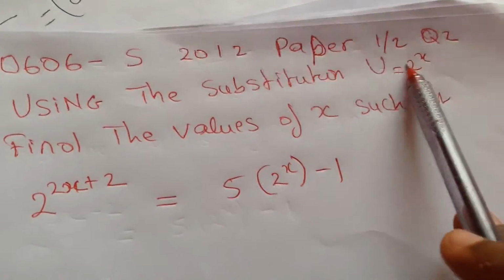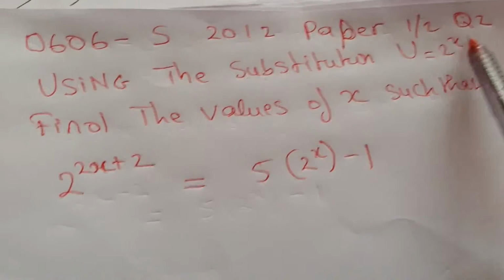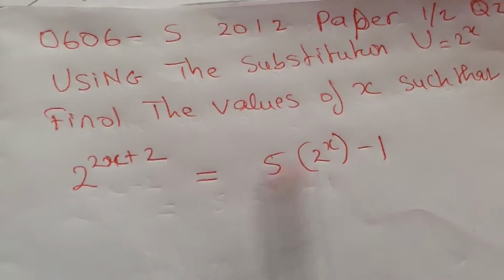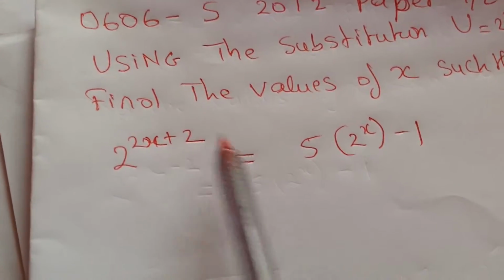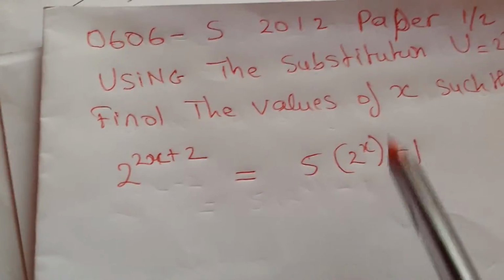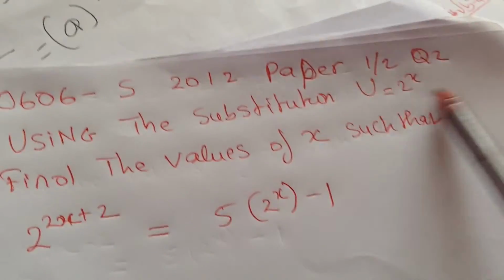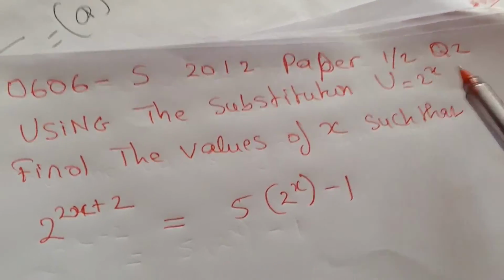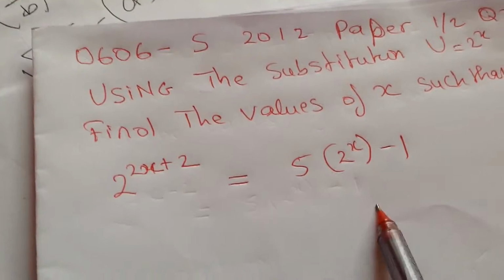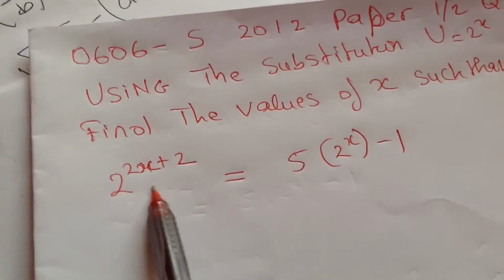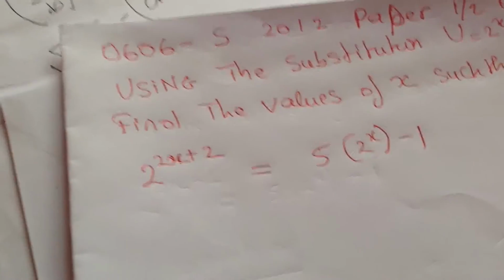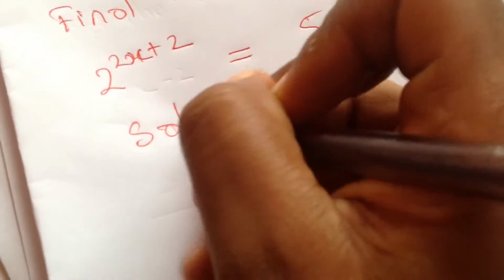Using the substitution u is equal to 2 raised to the power of x, find the value of x such that 2 raised to the power of 2x plus 2 is equal to 5 into bracket 2 raised to the power of x, minus 1. So how do you solve it? You need to make that substitution. In order for you to apply it, you need to break this term out, because this side is quite straightforward, but this has a problem. So let me go to my solution.